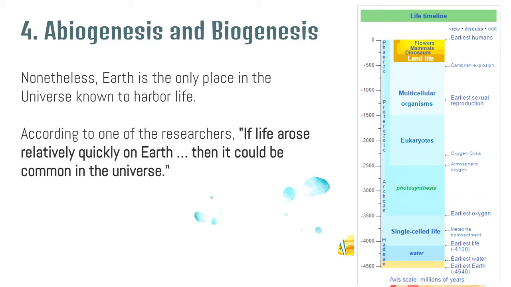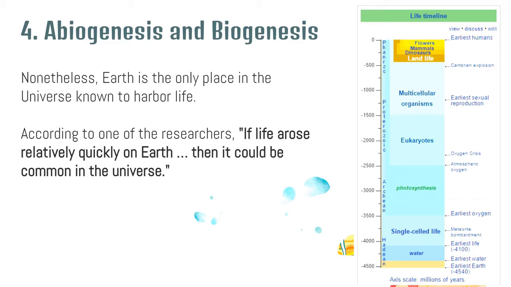Because of this, one of the researchers said that if life arose relatively quickly, relatively in terms of millions and billions of years, okay? If life arose relatively quickly on Earth, then it is also possible that it's common all over the universe. And that is why we need to explore other planets in our solar system and then eventually gain the technology to leave the solar system and explore further into the stars.